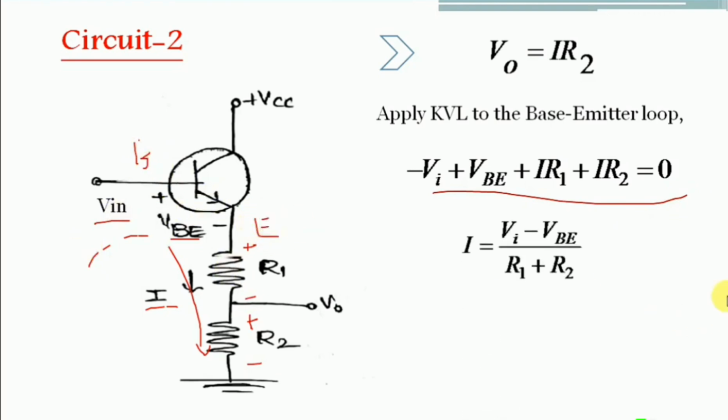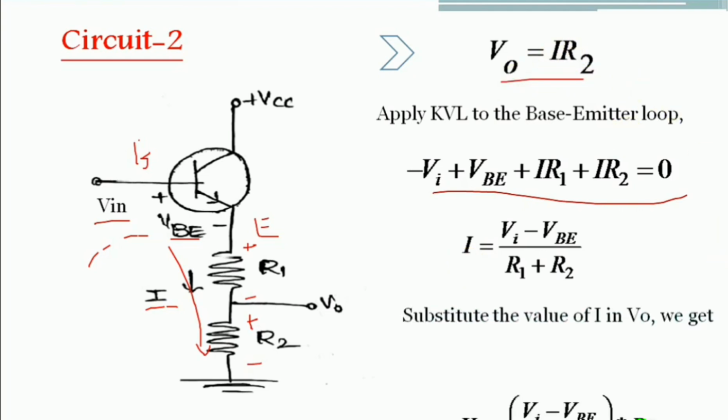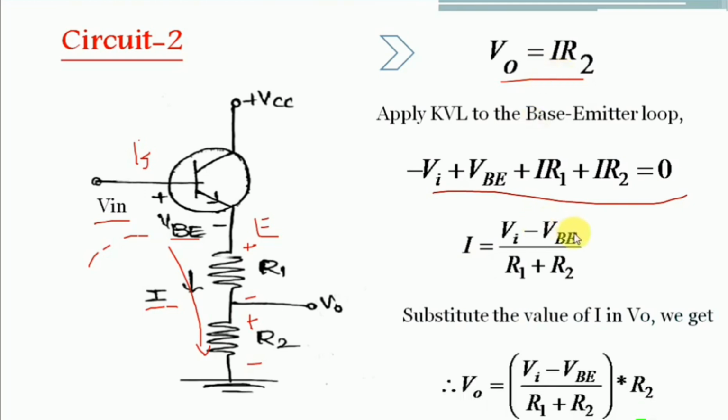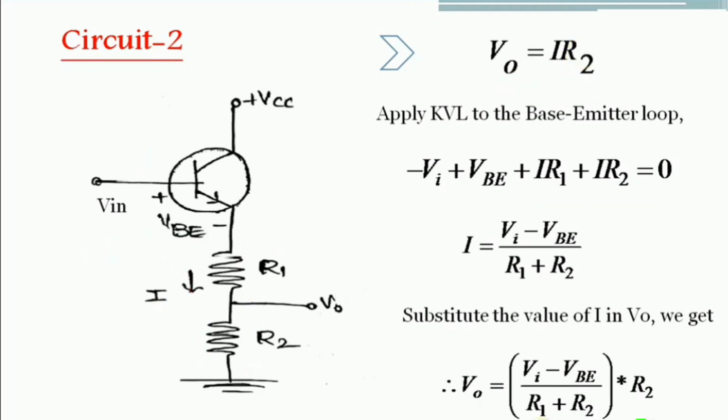If you solve this equation, then we can write the current I as (Vi minus VBE) by (R1 plus R2). We know the output voltage expression, so simply substitute the value of current I in it. We will get V0 as (Vi minus VBE) by (R1 plus R2) into R2. In this way we find the output voltage V0.